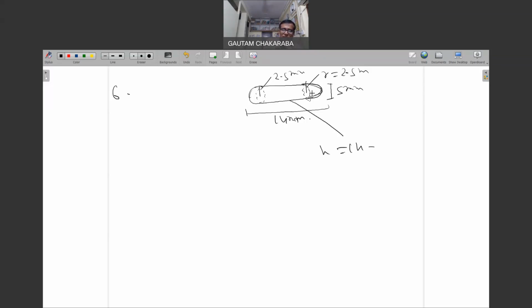What is the length of the cylinder? 14 minus 2.5, 2.5, that means 5. So 14 minus 5, okay, so that is 9 millimeter. This is the height of the cylinder, and radius of the cylinder is also 2.5. Hemisphere radius is 2.5. Now find the surface area.